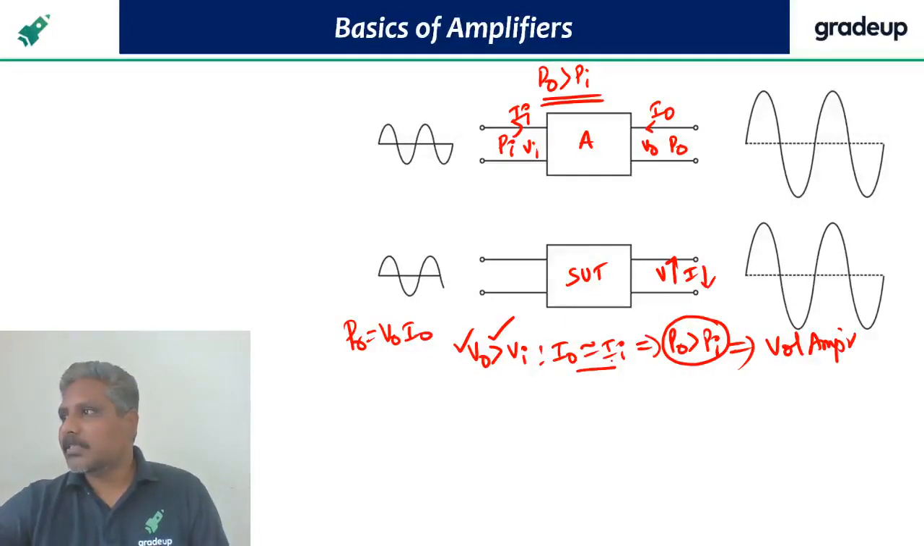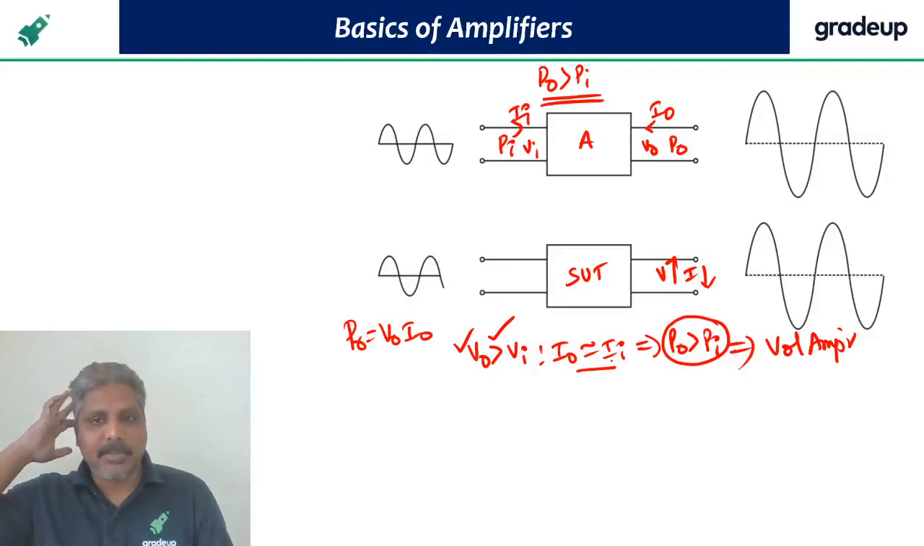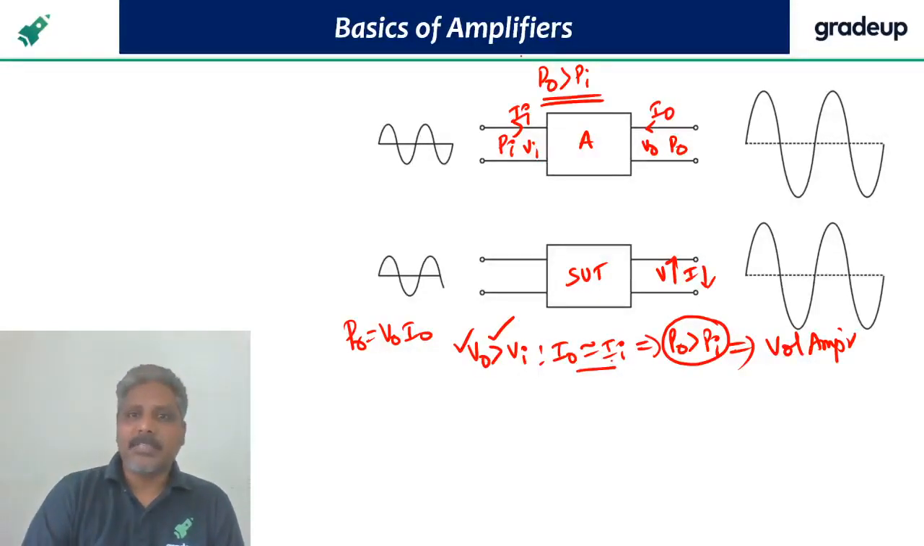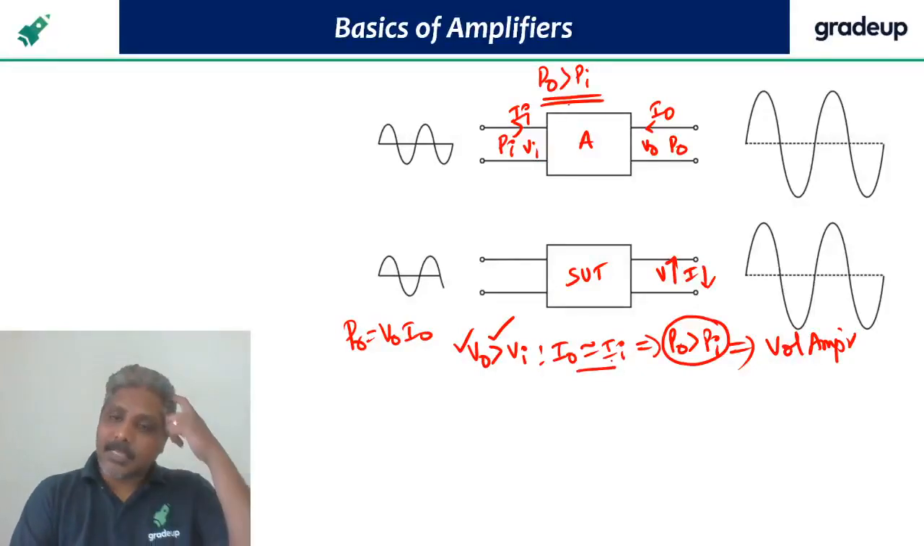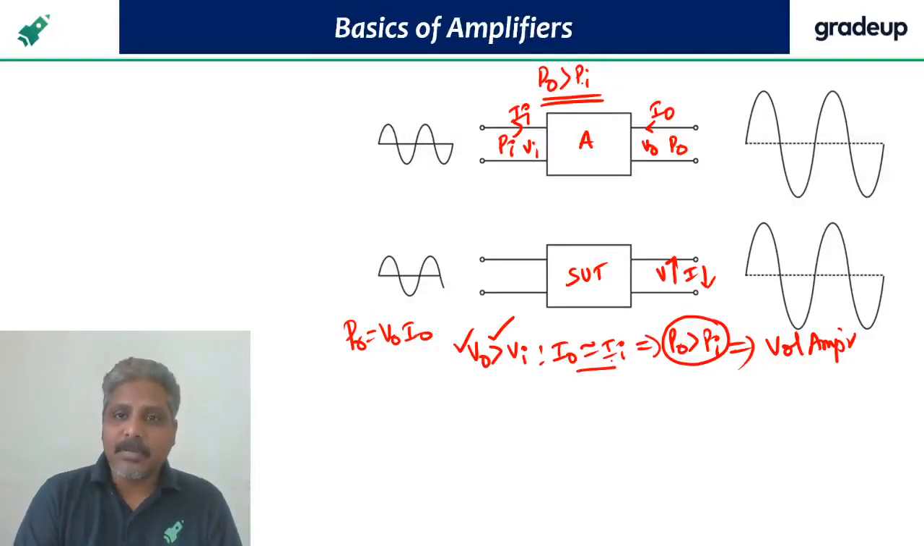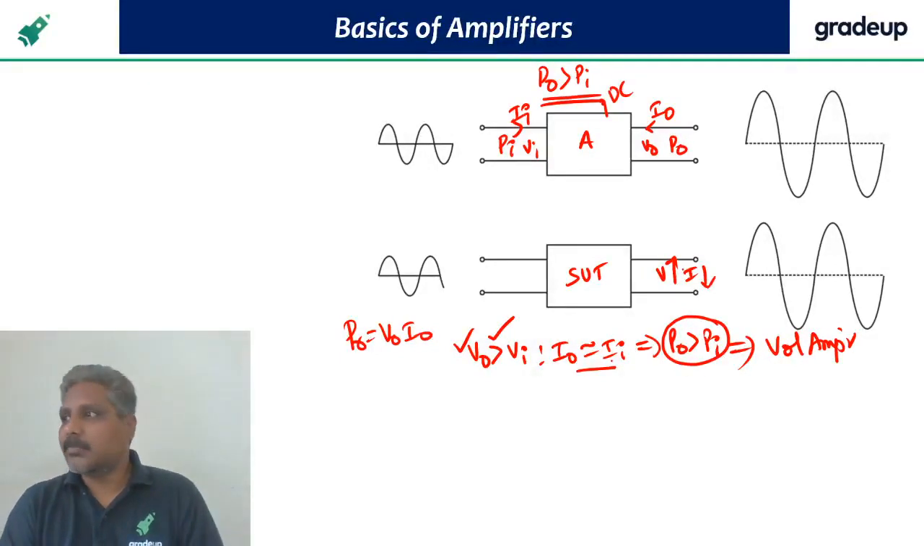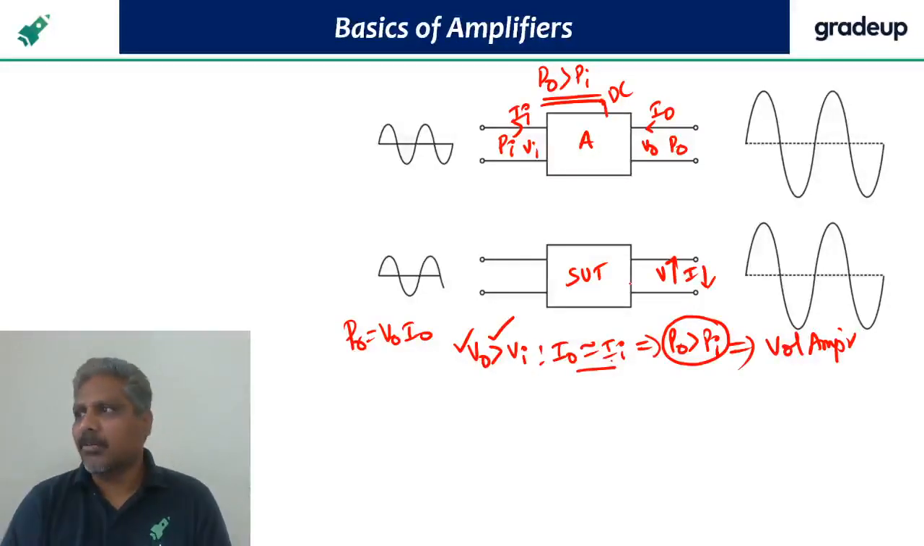Yashwant, does the conservation of energy principle hold in the case of an amplifier, sir? Obviously, why not? When I say output power is greater than input power, from where does that extra power come? That's the DC power we are supplying. Otherwise, it's not possible. That's the conservation of energy principle. It holds good everywhere, no doubt.